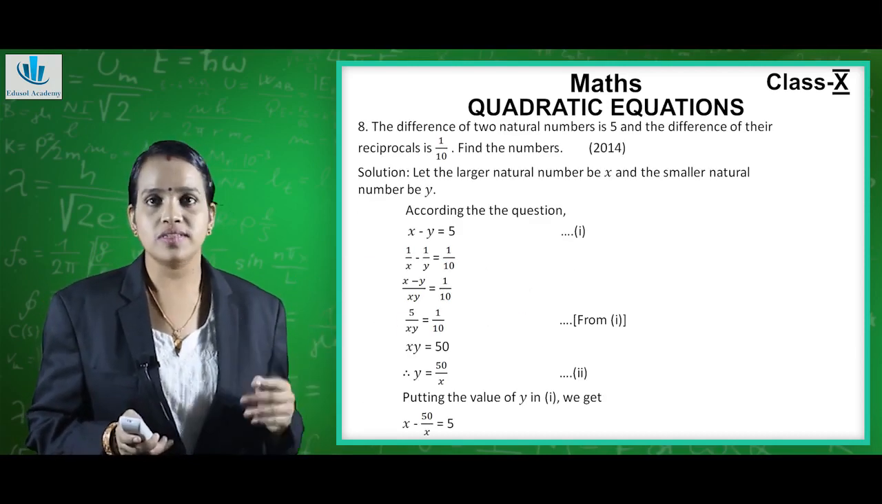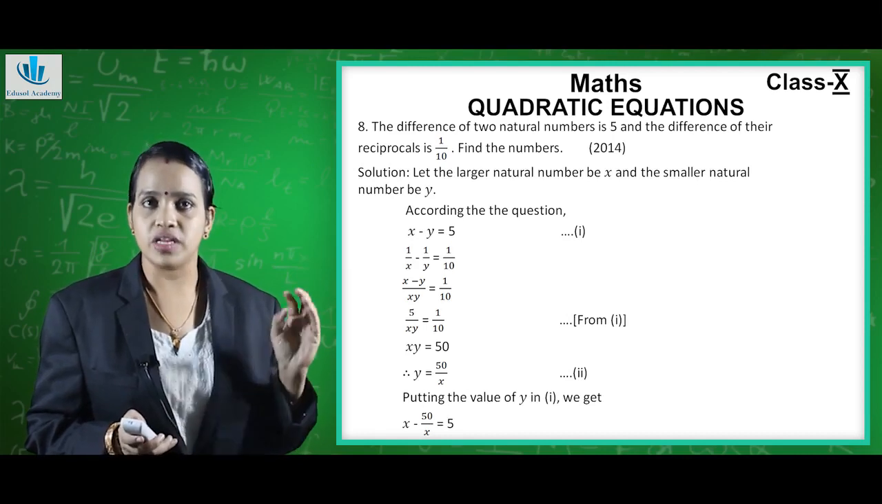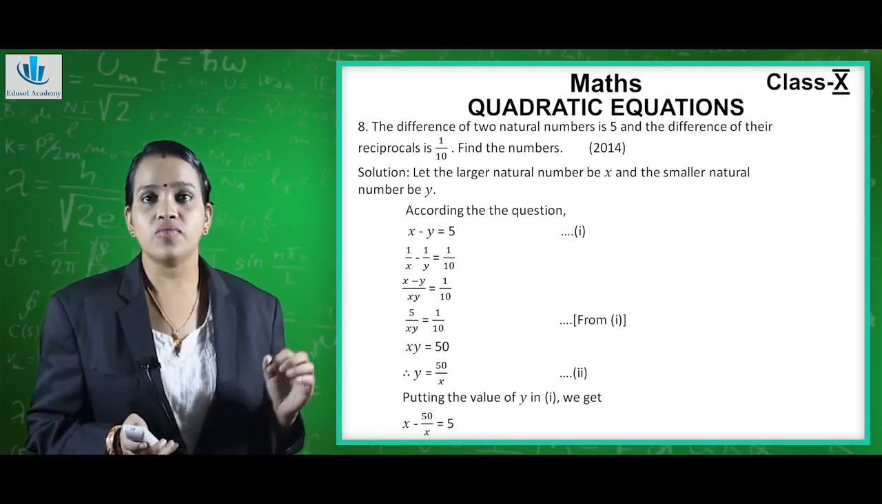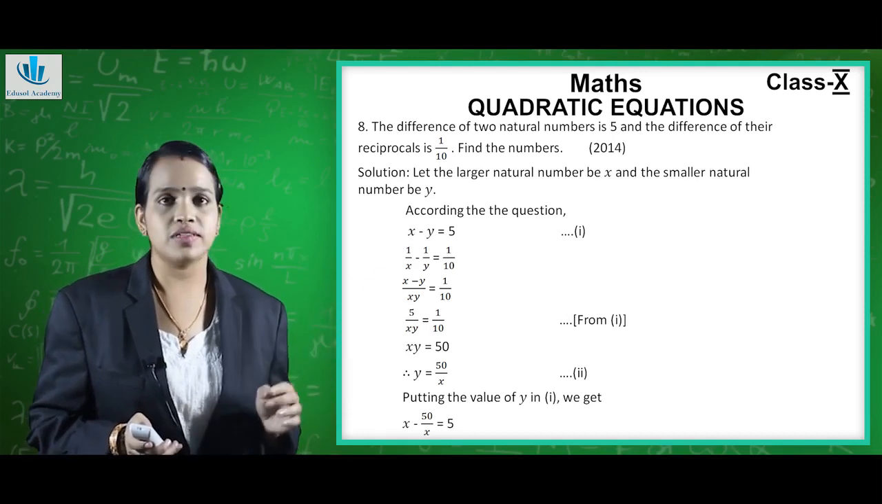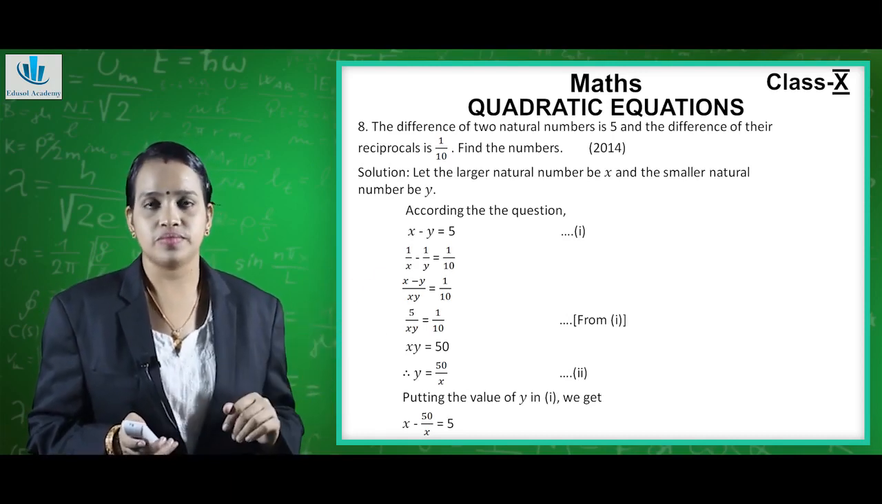Now the next question is, the difference of two natural numbers is 5 and the difference of their reciprocals is 1 upon 10. Find the numbers. Now this question has appeared in the year 2014.